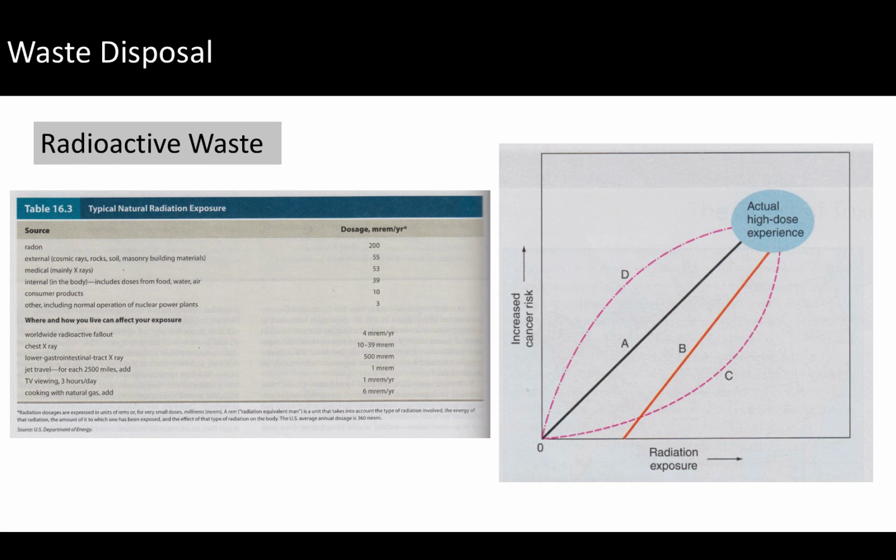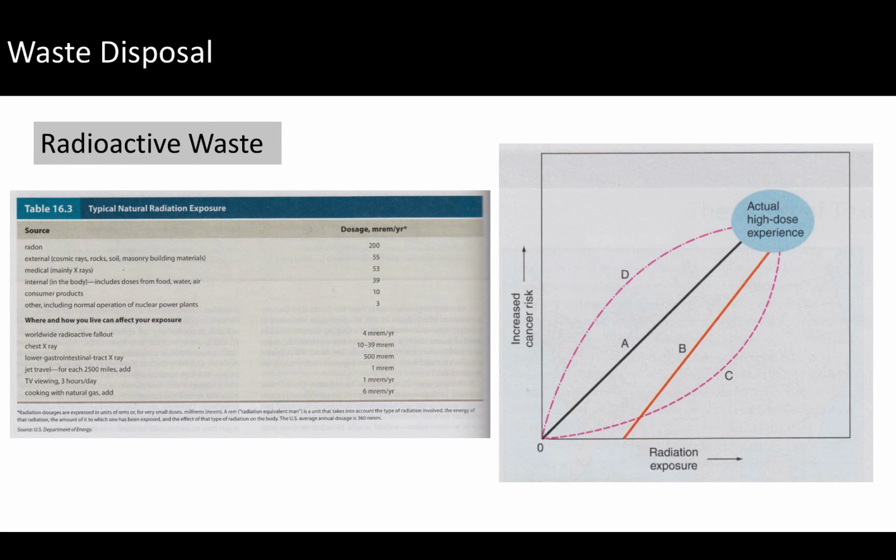So those are supposed to be mainly supposed to be pretty harmless. And then we see consumer products, normal operating nuclear power plants with full shielding, the millirems are going way, way down.